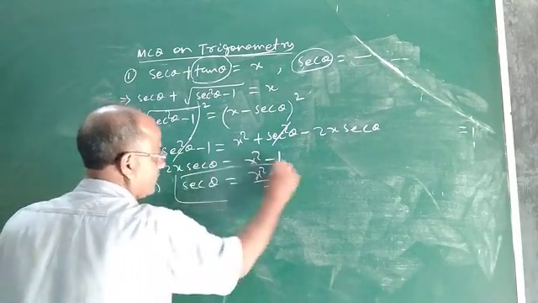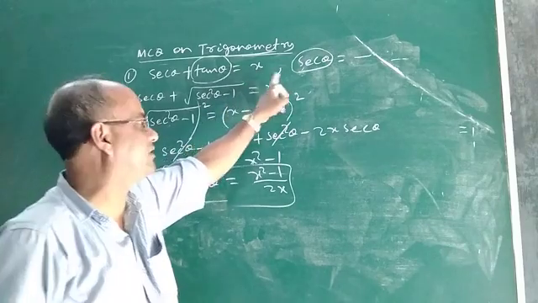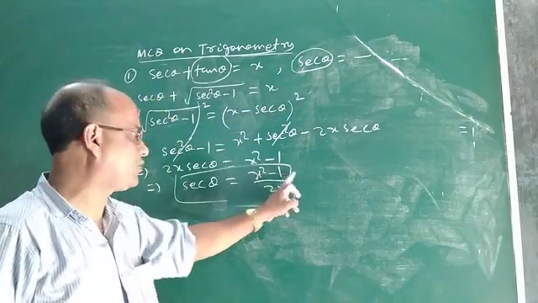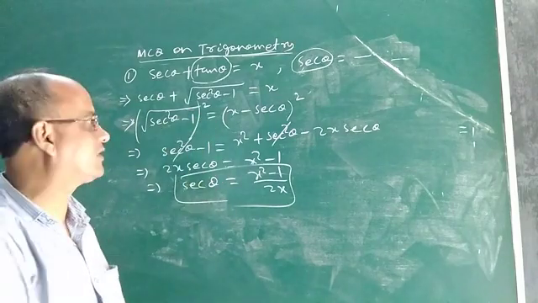So, if sec theta plus tan theta is x, then the value of sec theta will be x square minus 1 by 2x. In this way you can find. Okay, let us discuss another question.